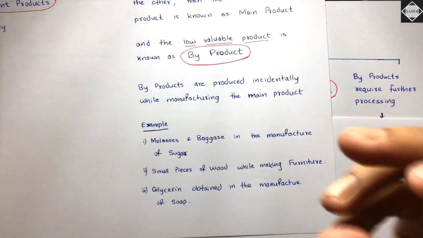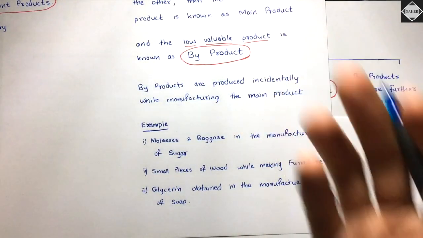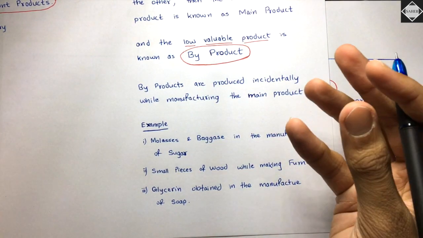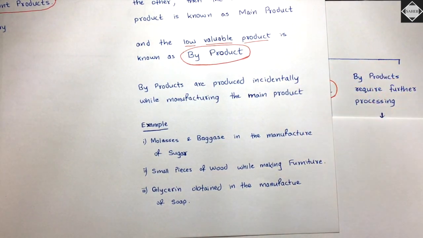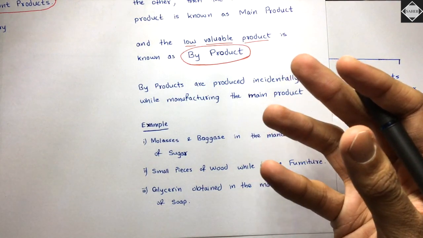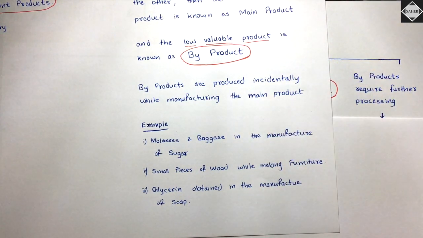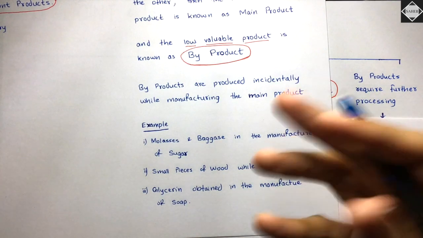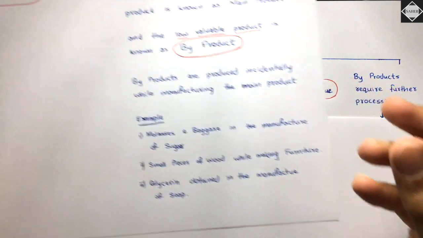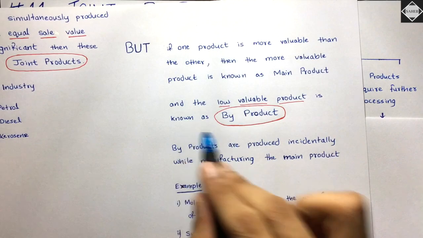If you're making a juice, then the juice is your main product, isn't it? Your intention was to make juice, but when you take the juice out, there will be some pulp left. That pulp can be a byproduct. You will throw it out, but if we are talking about a juice making industry, then they might use that pulp somewhere else. So a waste product is actually known as the byproduct. The low valuable product is known as byproduct.